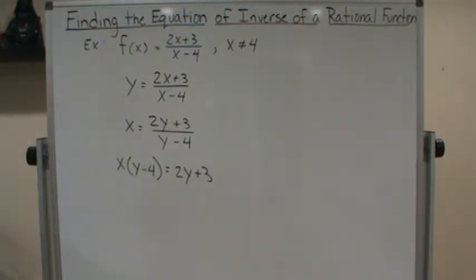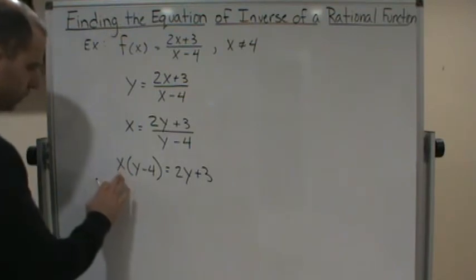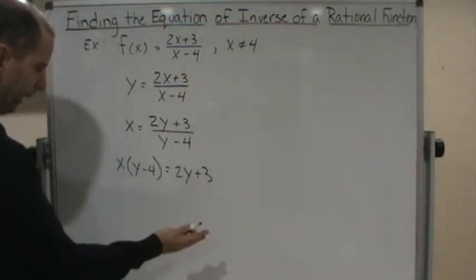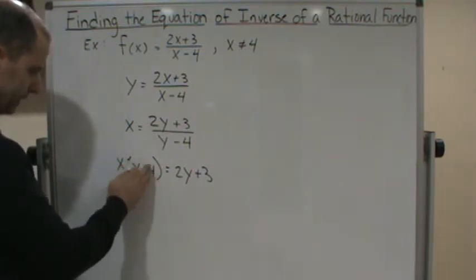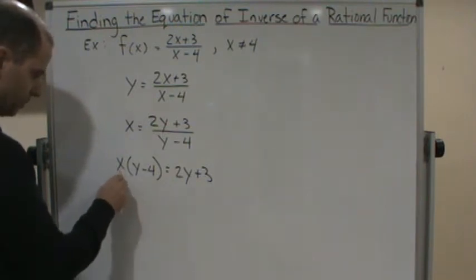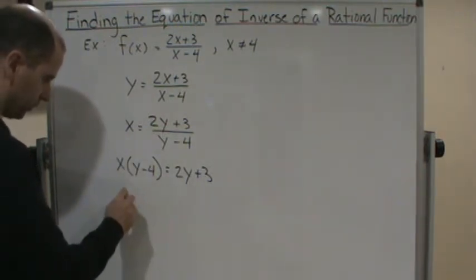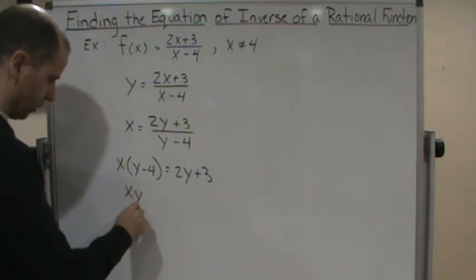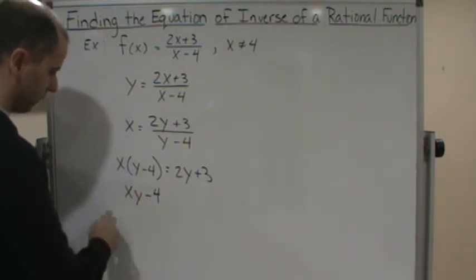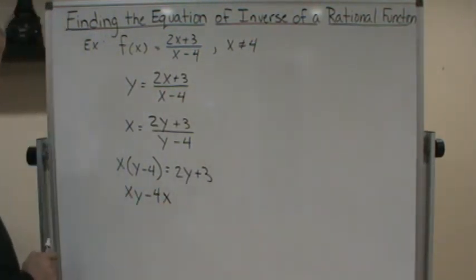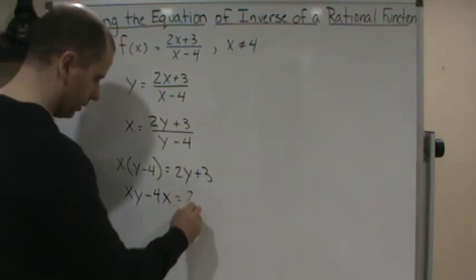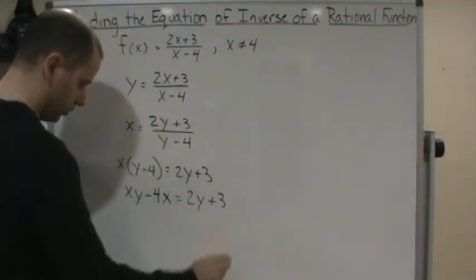Okay? And now, here's where you pay attention. So now I'm going to distribute, because we've got to solve this for y. The only way to break this up is to distribute the x. So I'm going to distribute the x, and so I'm going to write this as xy minus 4x, okay, equals 2y plus 3.